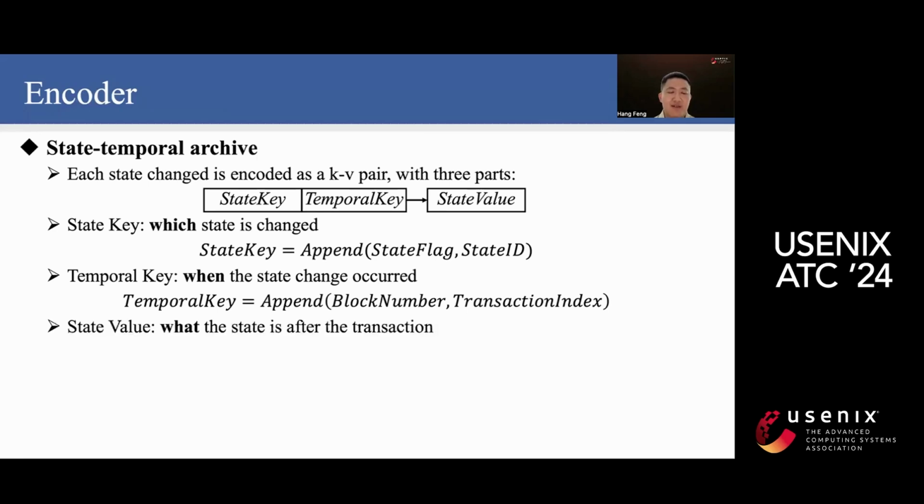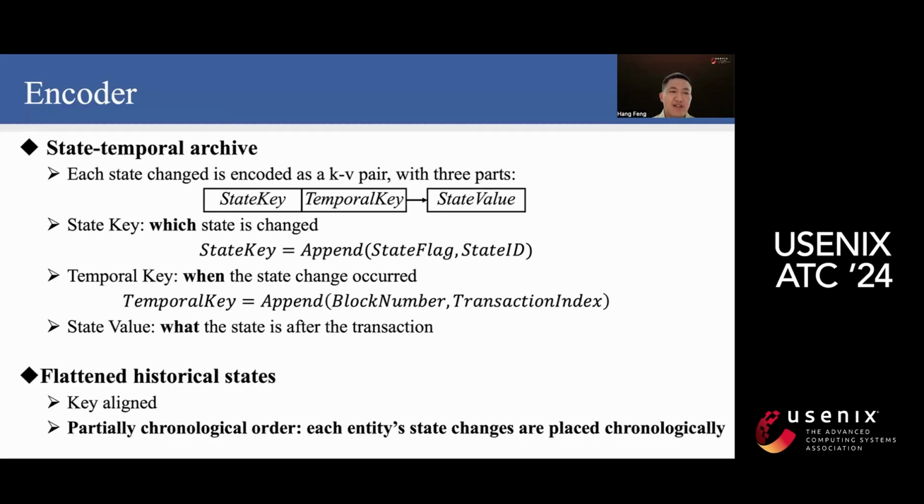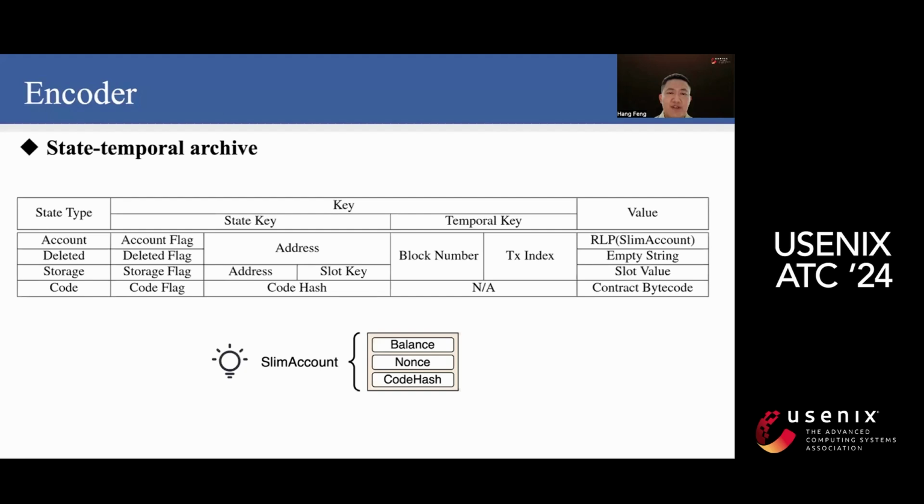The last is the state value. It represents what the state is after the transaction. That's why we call it post-state. Note that state key and temporal key are aligned. Thus, the flattened state temporal archive maintains a partial chronological order, which means each entity's state changes are placed chronologically. This table details the encoding rules for state temporal archive. The Slim account is a structure describing the status of an account, and the transaction index in the temporal key guarantees our transaction-level historical states.